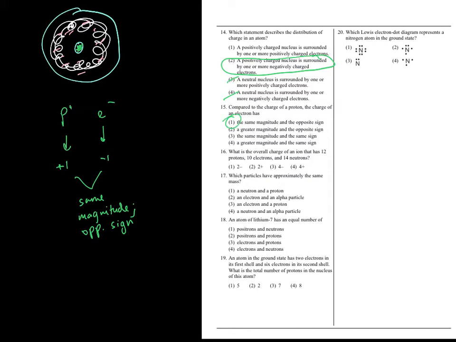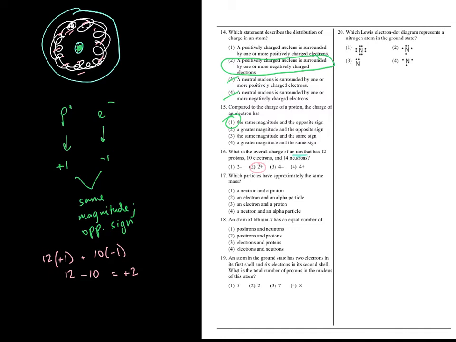Number 16, what is the overall charge of an ion that has 12 protons, 10 electrons, and 14 neutrons? So 12 protons. Protons are +1. And then we have 10 electrons. And then 14 neutrons. Neutrons don't count. So this here is 12 minus 10 equals a +2 charge.